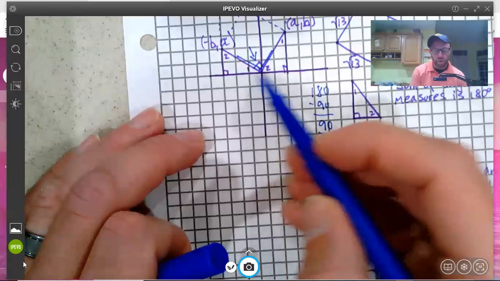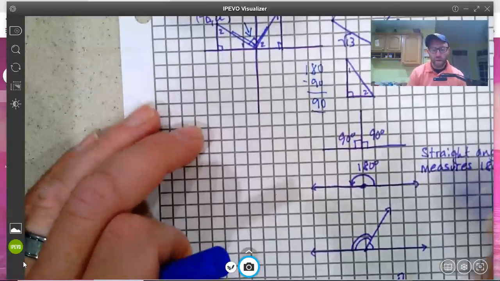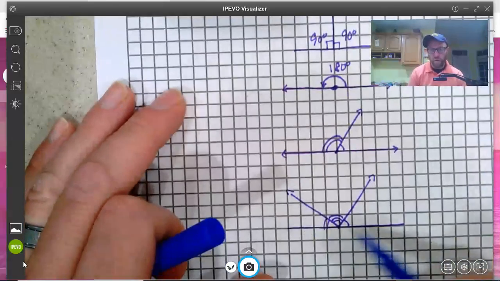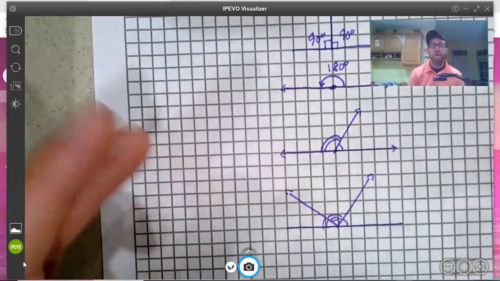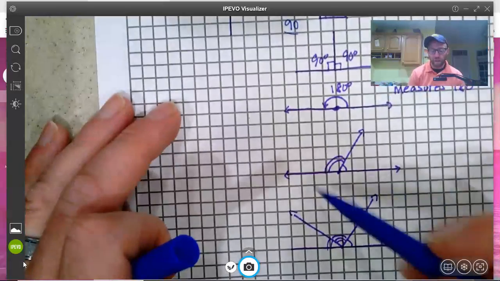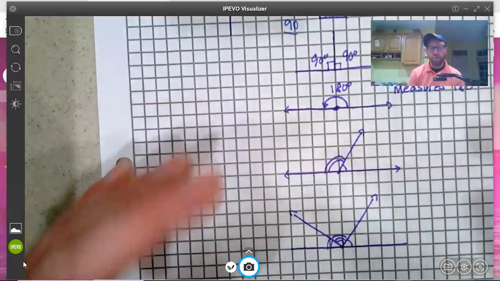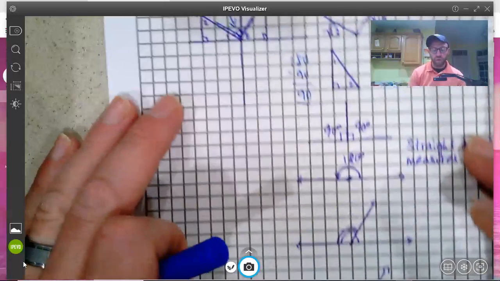Again, how did we know all three of these added up to 180? Because they form a straight angle. A straight angle, a completely open angle, its measure is 180. So any number of smaller angles that add up to that straight angle, their measures add up to 180.